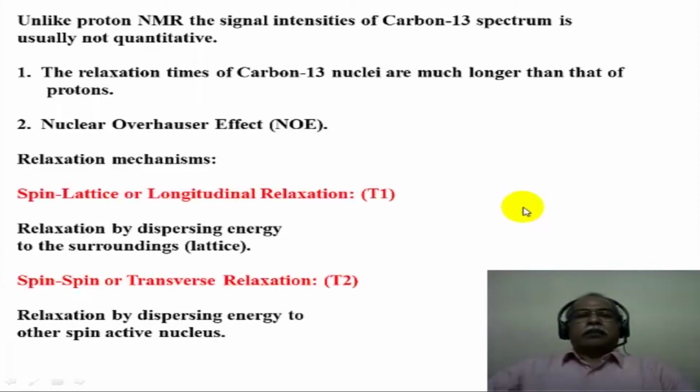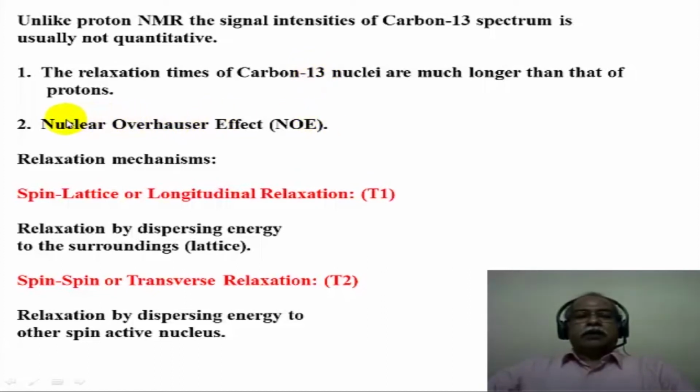Now, unlike proton NMR signals which can be integrated, the intensities can be quantified. Carbon-13 spectrum is usually not quantitative. One does not measure quantitative carbon-13 NMR spectrum. There are 2 reasons for it. Because carbon nuclei have much longer relaxation times, it takes a long time for them to come back to the ground state before the second pulse is applied. So sometimes the signals get saturated inadvertently.